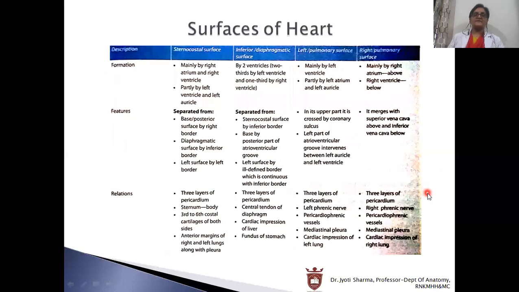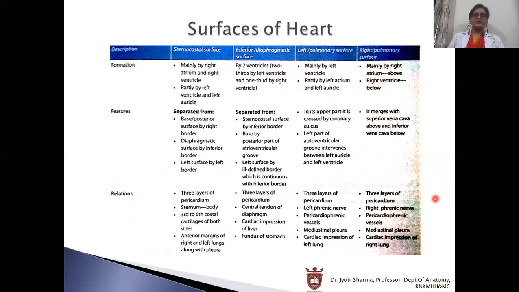Now we see the surfaces of the heart. As we had already seen, there are 4 surfaces: the sternocostal surface, the inferior surface, the left surface, and the right surface. First of all, we will see the sternocostal surface. It is formed mainly by the right atrium and the right ventricle, partly by the left ventricle and left auricle.